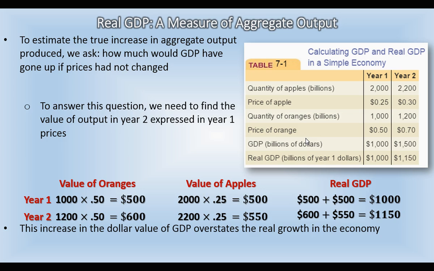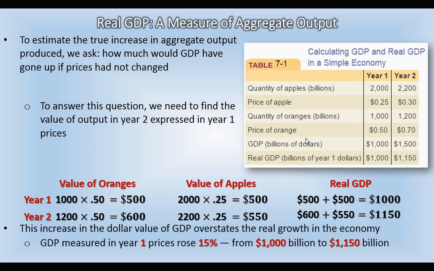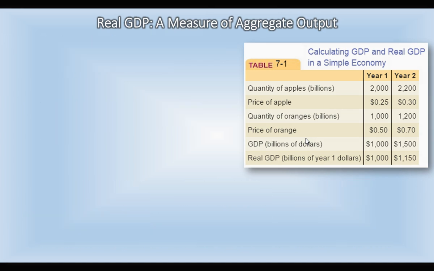So this increase in the dollar value of GDP overstates the real growth in the economy. So GDP measured in year one prices rose 15% from 1,000. In this case, we're talking about billions, so billions of apples. So 1,000 billion to 1,150 billion.